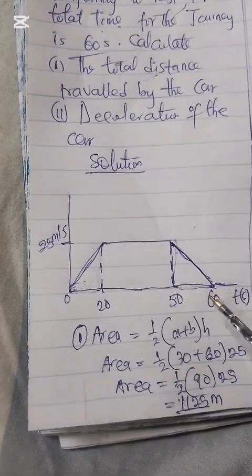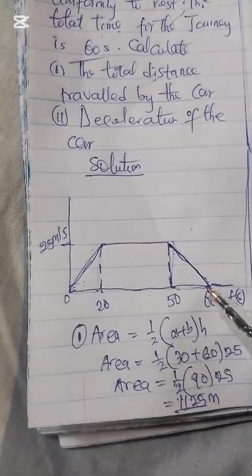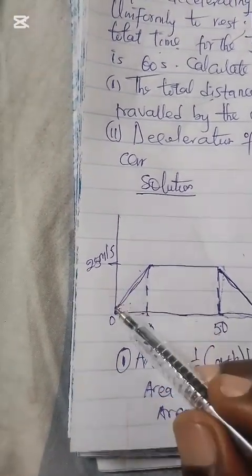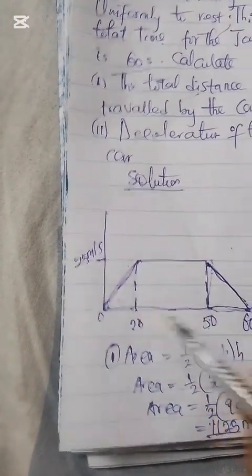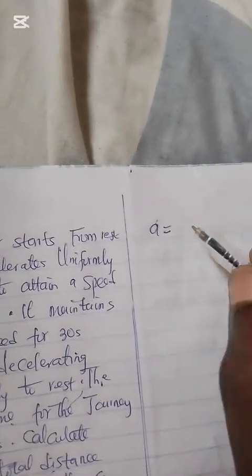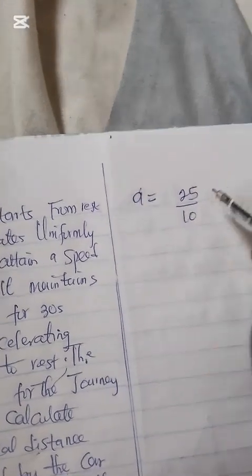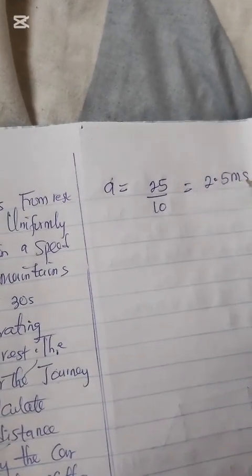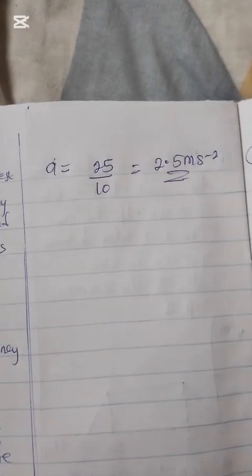From here to here is 10. That is 60 minus 50, which will give you 10. But if you were asked to calculate the acceleration, it will not be 25 divided by the time, which is 20. So our deceleration will be equal to 25 divided by 10. If you divide 25 by 10, we have 2.5 meters per second squared. That is the answer to the deceleration.